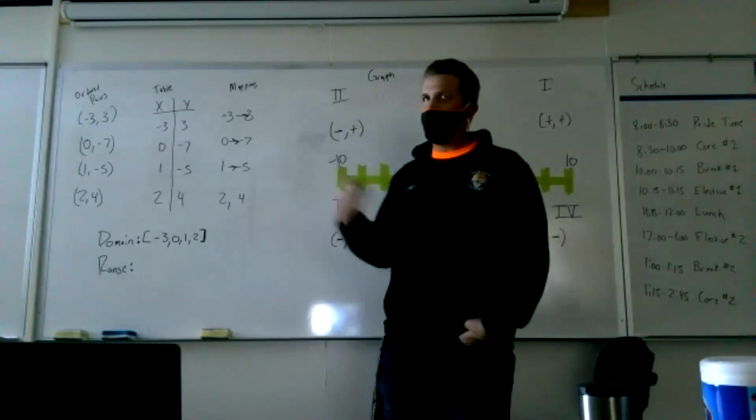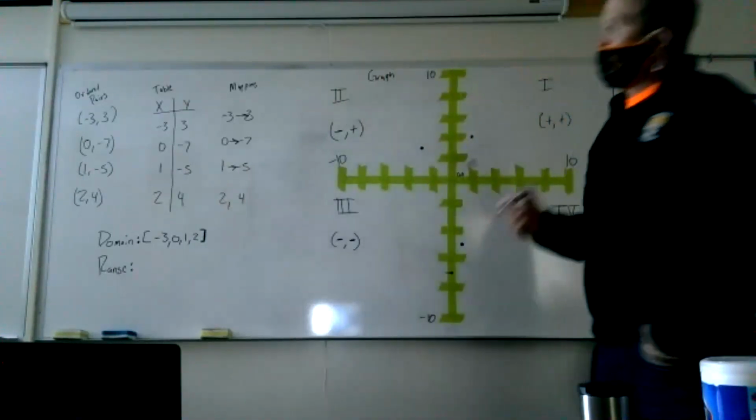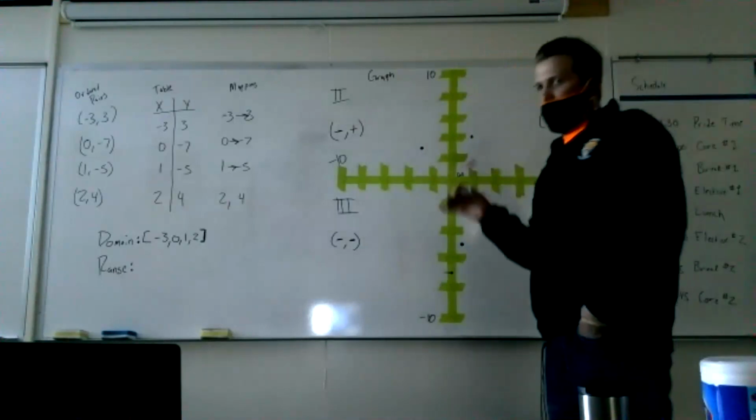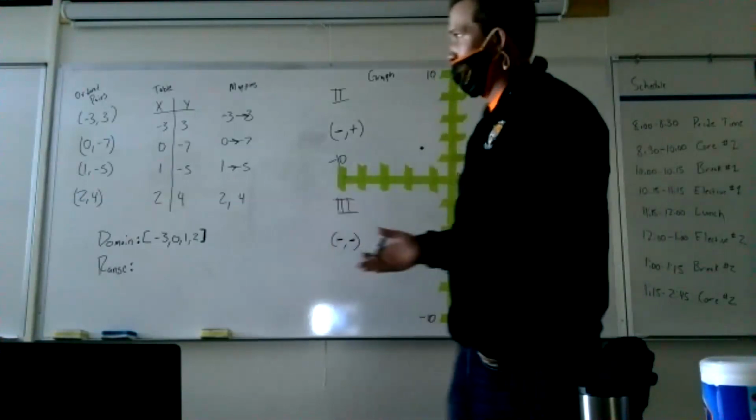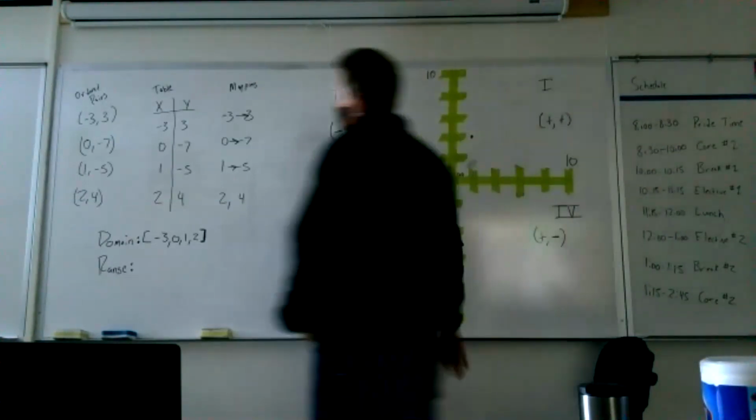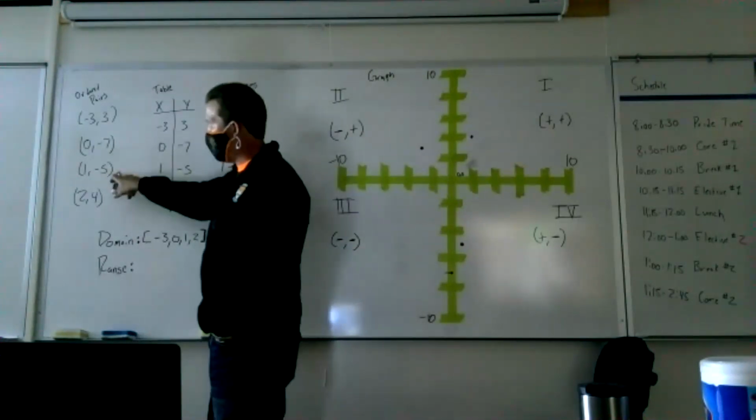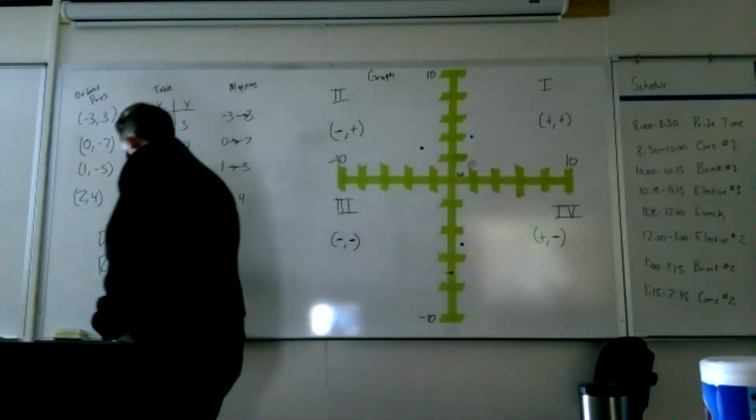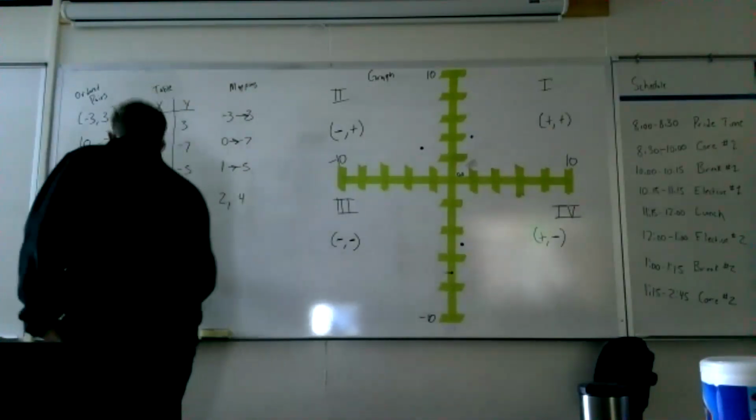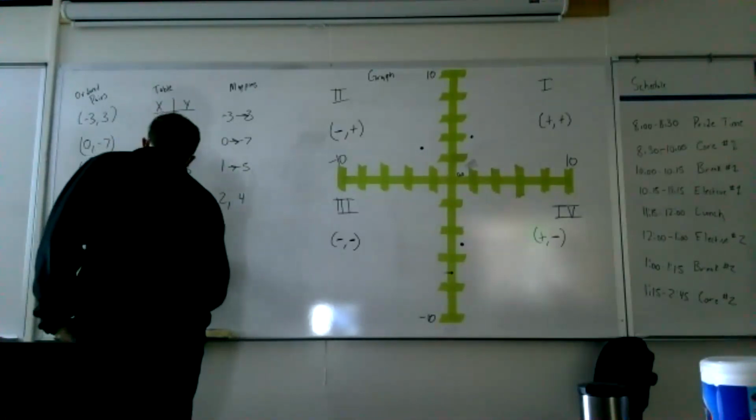Okay, so once again, these are all the same, but when I'm analyzing my range, the same way that I listed domain in smallest to greatest, I want to list my range as smallest to greatest. So if we look at my y values, I have 3, -7, -5, and 4. Okay, so my range for this relation is -7, -5, 3, and 4.